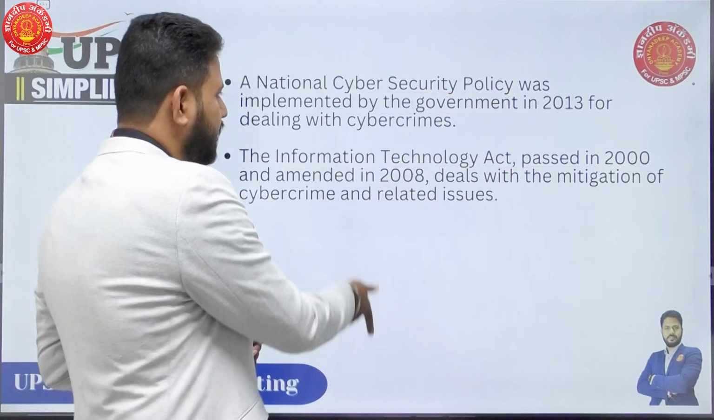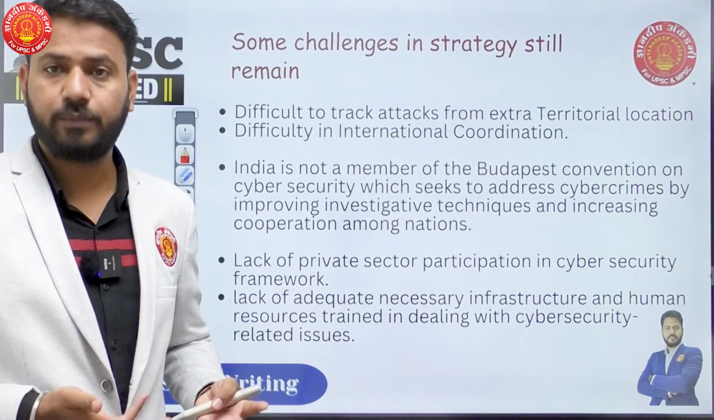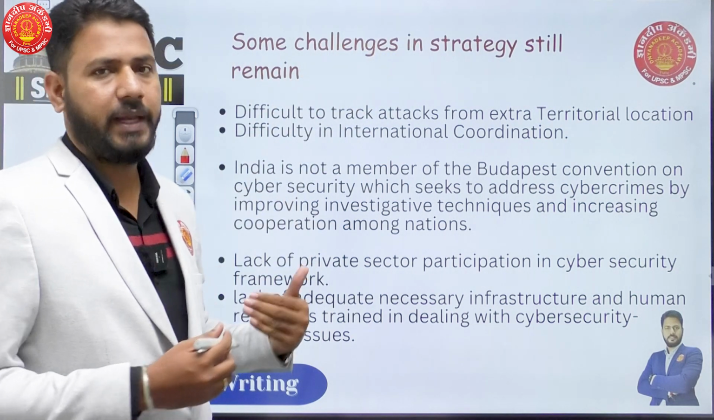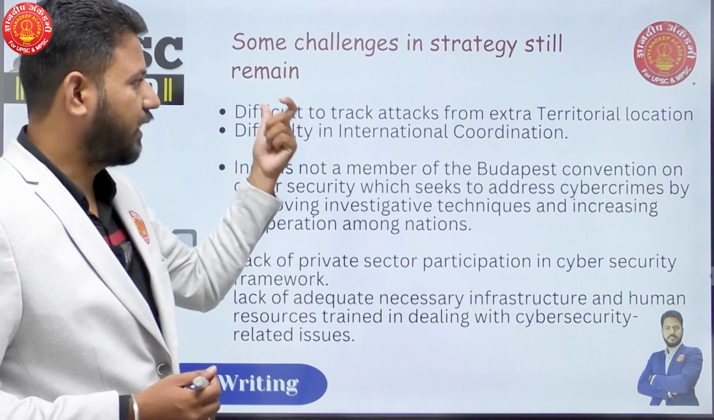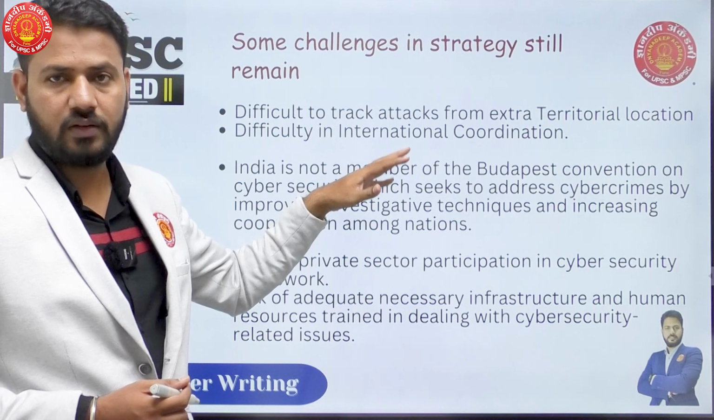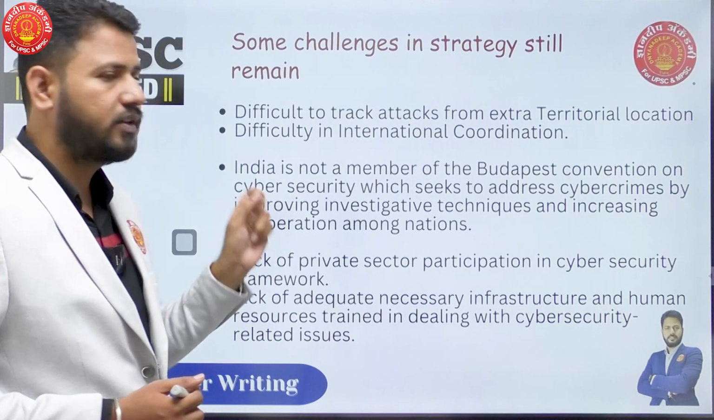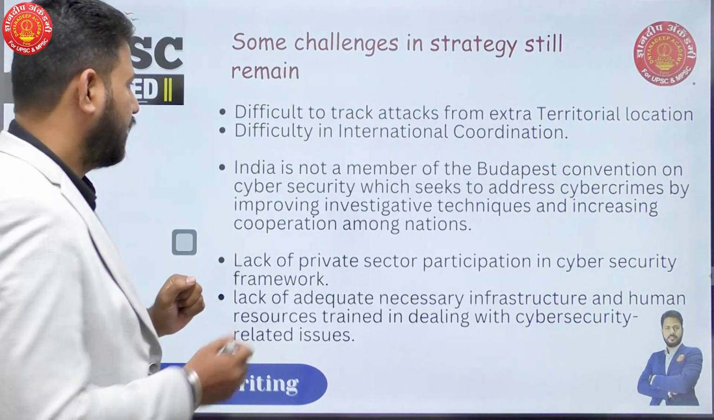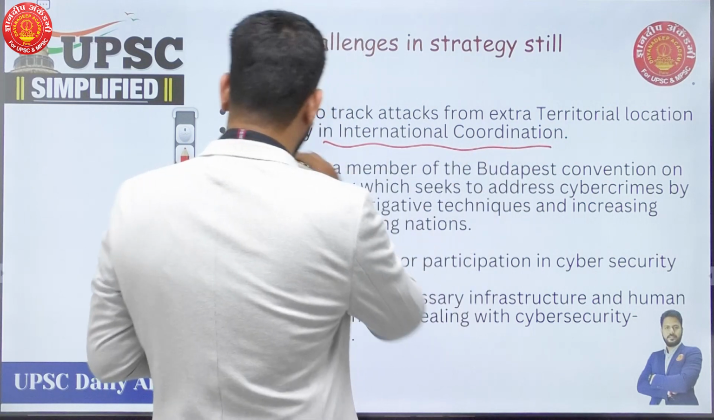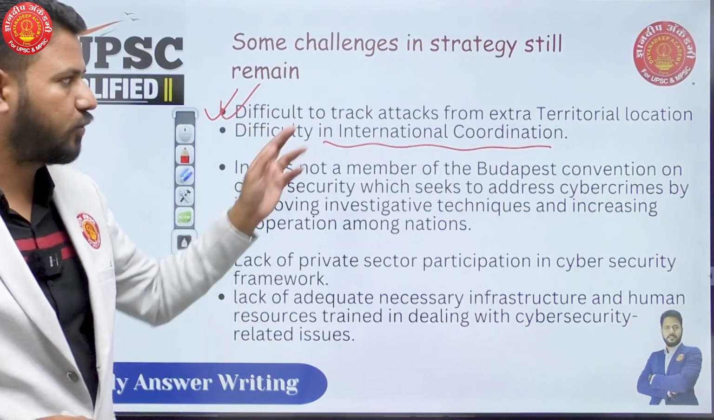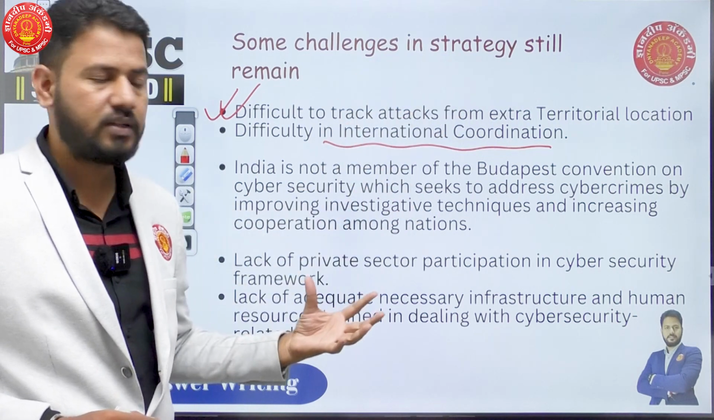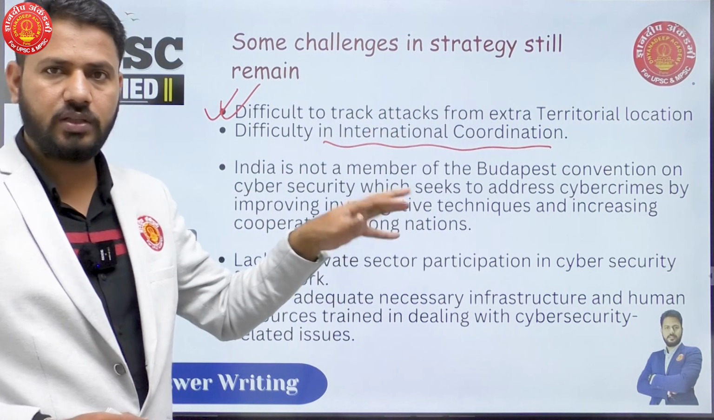But now, in spite of having these in place, we still have some shortcomings. What are those? Some challenges in strategy still remain. If the attack originates from some international region, then it is very difficult to track it. That is one problem. Why? Because there is no international coordination amongst countries. So this applies to India as well. It is difficult to track attacks from extraterritorial locations, say Pakistan, China, which are hostile countries, because there is no international coordination. This is one challenge.